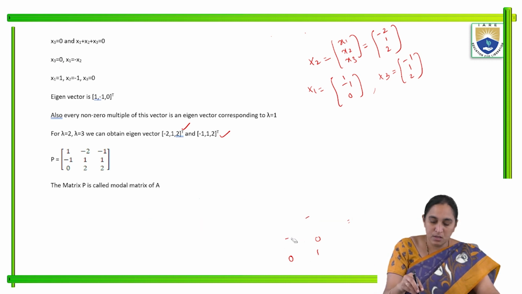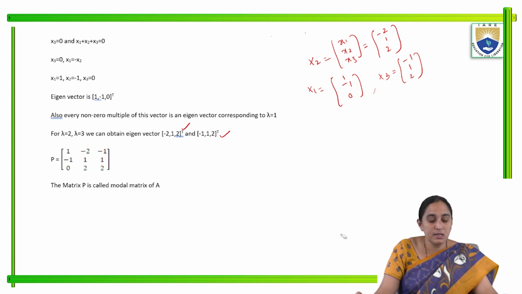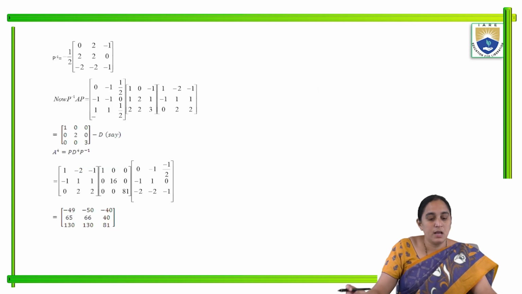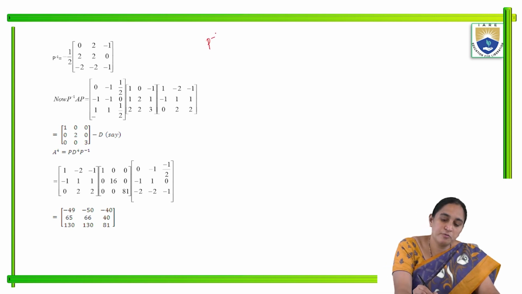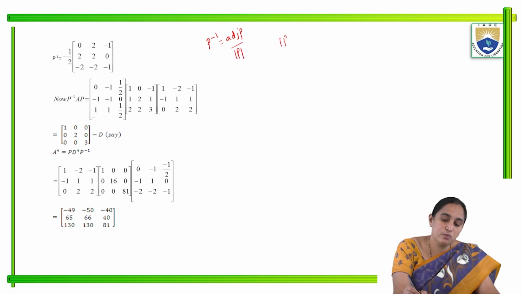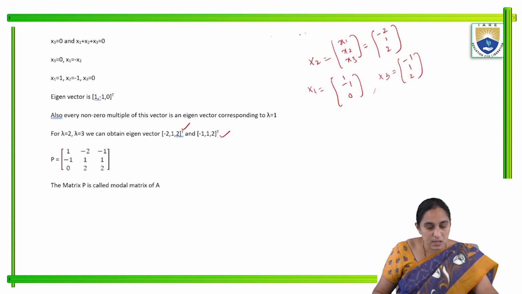Therefore, for the distinct eigenvalues, we get 3 distinct eigenvectors. Write them as one matrix form. That matrix is called a modal matrix. For that modal matrix, I'm finding P inverse. What is the formula of P inverse? Adjoint P by det P. First of all, I'll find out the det P value from the given matrix.